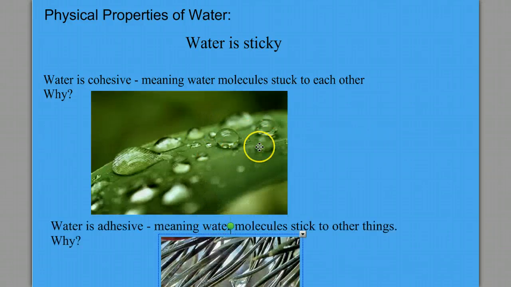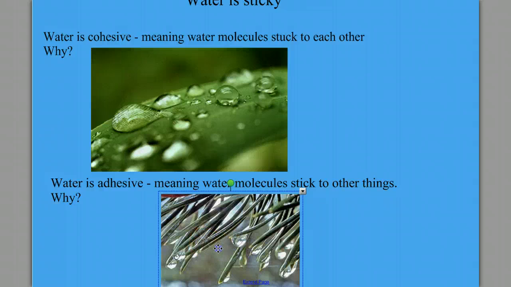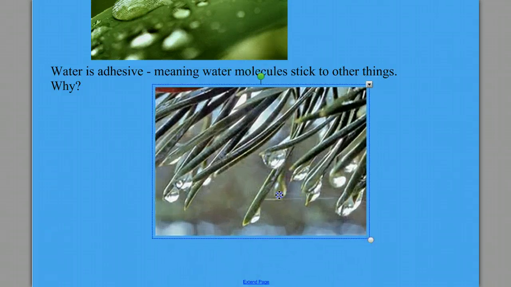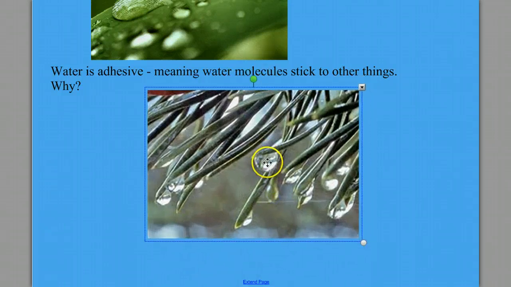Here we can see beads of water sticking to each other. They add the cohesion effect. And if we scroll down, we can see these water molecules sticking to these, looks like pine needles there. We can see the adhesion, that they're holding on and sticking to those surfaces.